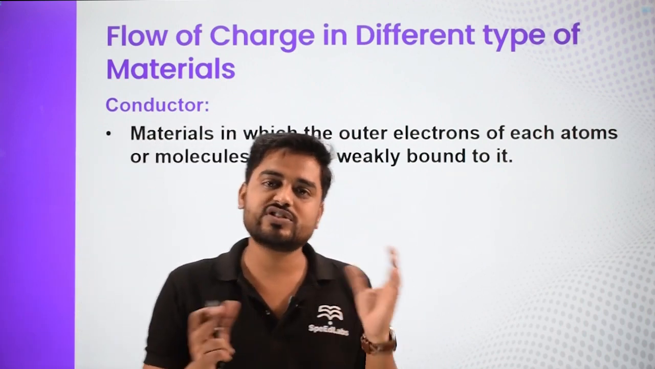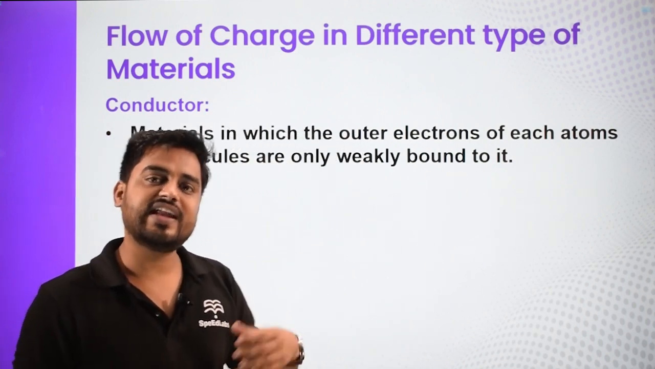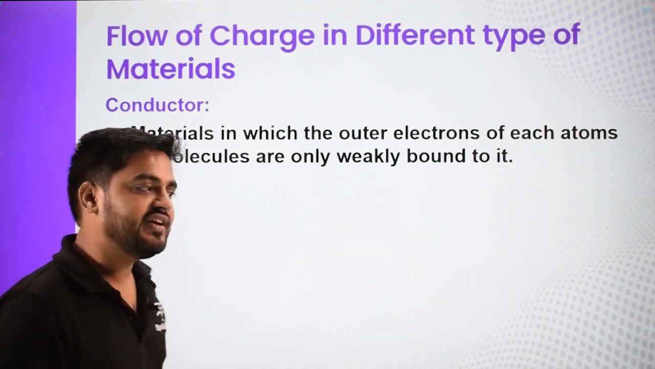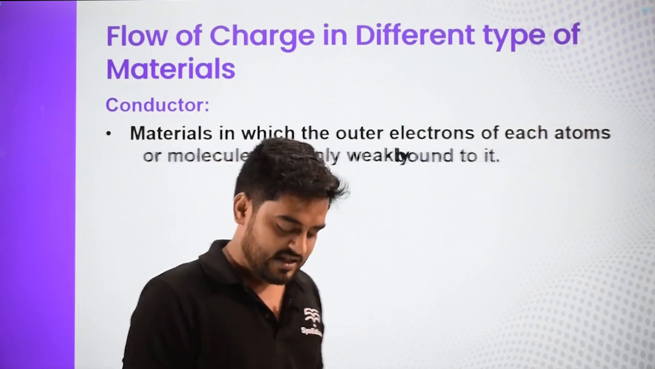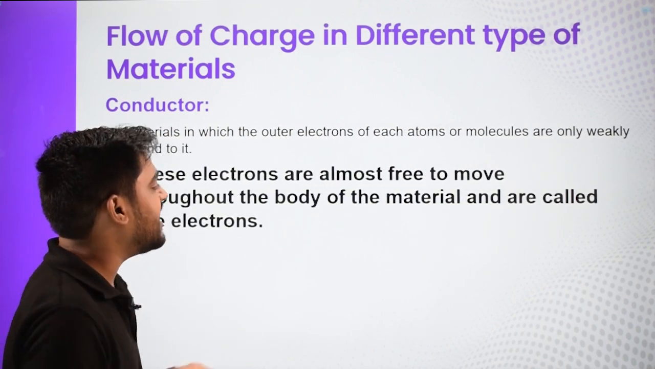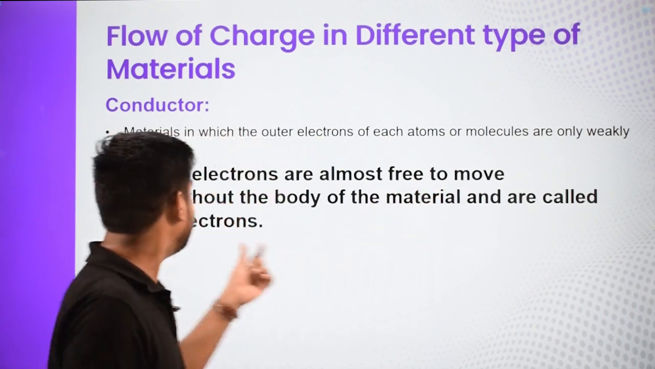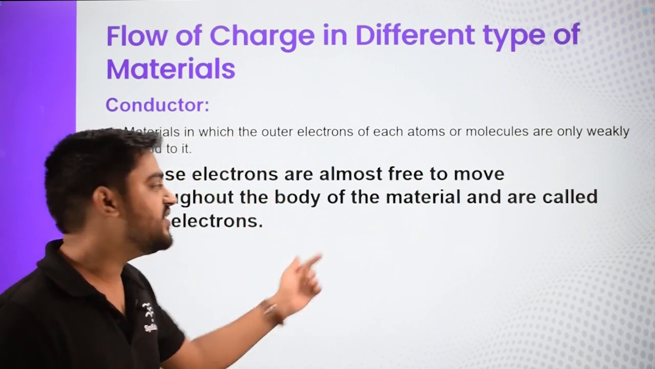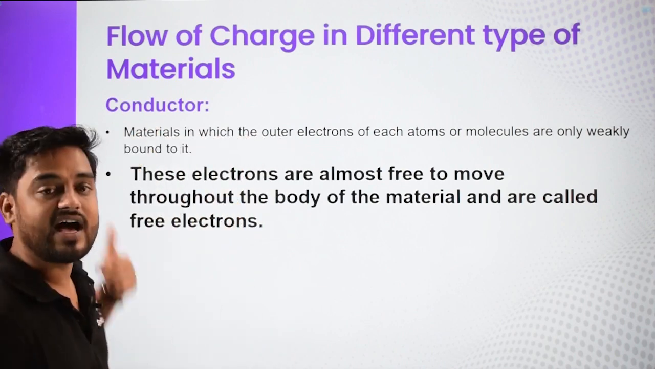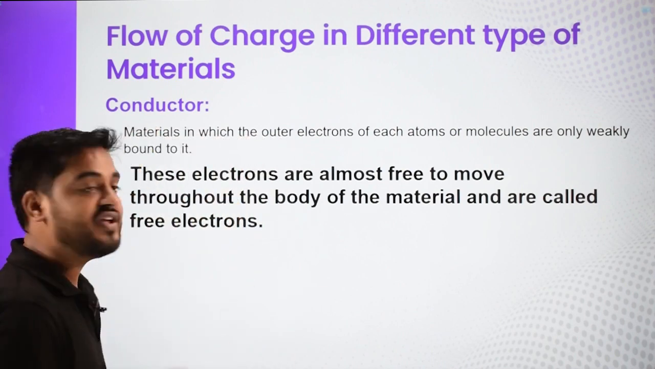So the outermost shell electrons are very weakly bounded and they are free to leave the atom. So if all such electrons leave the atoms, they can roam in the entire material. Such electrons are called free electrons. They are free to move throughout the body of the material, and hence they are called free electrons. So conductors are those materials which have free electrons.